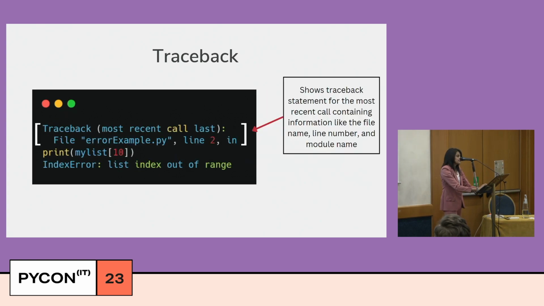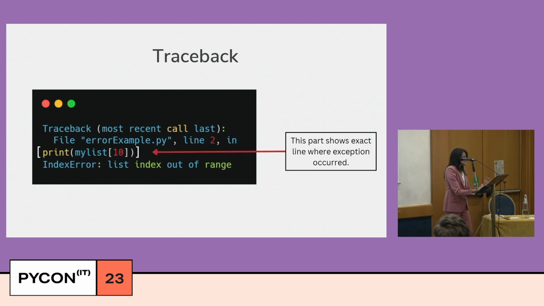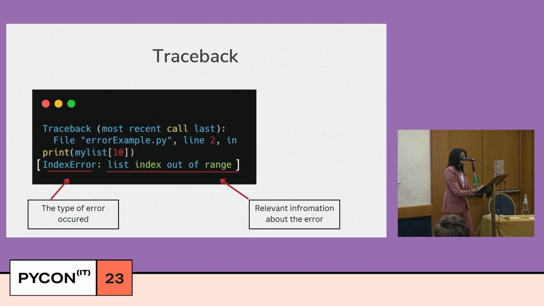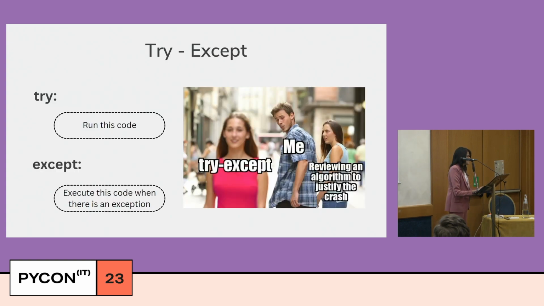As you can see, the first two lines show the traceback statement for the most recent call. It shows information related to the file name, the line number, and the module name. The next line shows the exact line where your error is occurring. And the last line is divided into two parts. The first is the name of the built-in error that Python has run into, and the next is the relevant information about it.